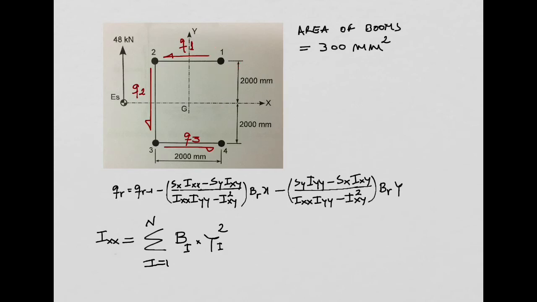So in this case I have 4 booms. Let's start with boom number 1. The area is 300. The distance is 2000, so 2000 squared. Boom 2 also has an area of 300. The distance is also 2000 to the neutral axis. Boom 3, the area is also 300. The distance is minus 2000, but because you have the square, it doesn't make any difference. Same thing for boom number 4. So I can just multiply this by 4. And this is the second moment of area.